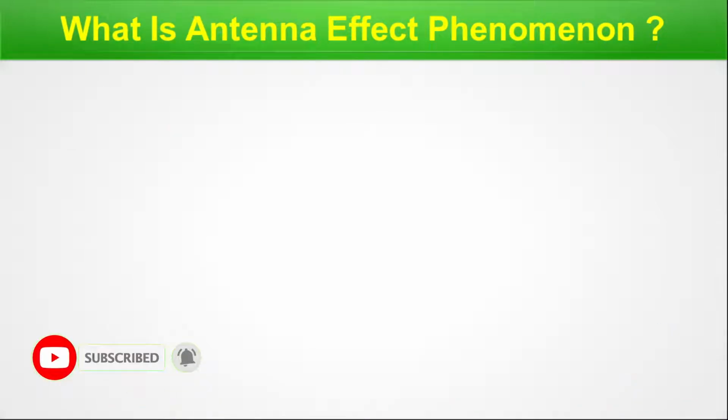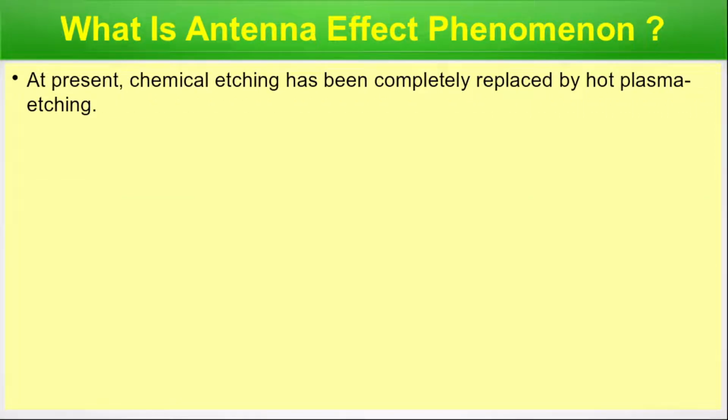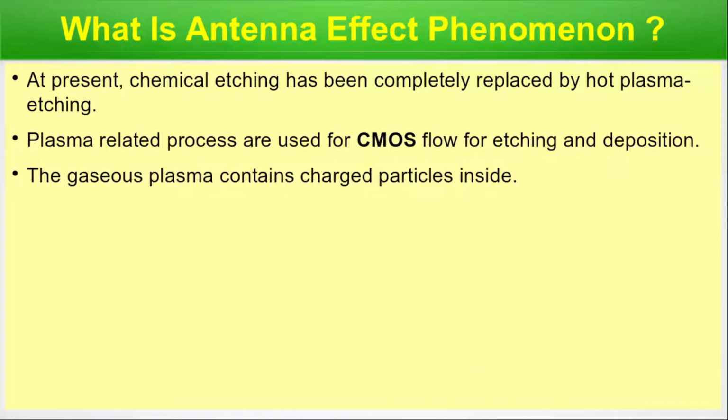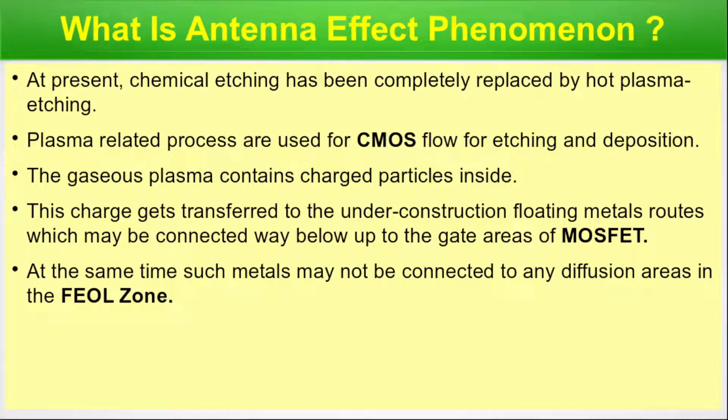What is antenna effect phenomenon? At present, chemical etching has been completely replaced by hot plasma etching. Plasma-related processes are used for CMOS process flow for etching and deposition. The gaseous plasma contains charged particles inside. This charge gets transferred to the under construction floating metal routes, which may be connected way below up to the gate areas of a MOSFET. At the same time, such metals may not be connected to any diffusion areas in the FEOL zone.